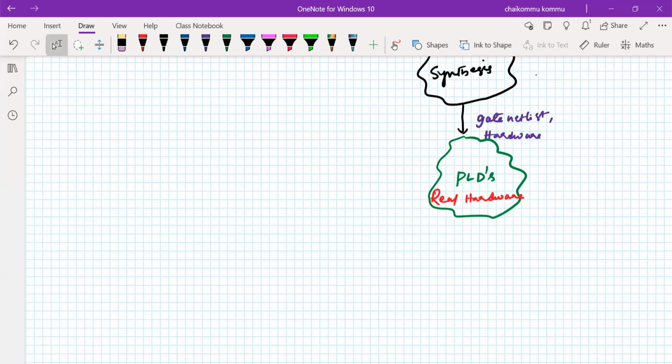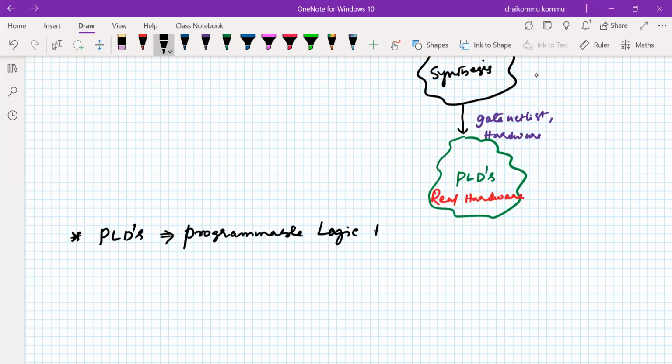So now let us consider the PLDs. PLD stands for programmable logic devices.